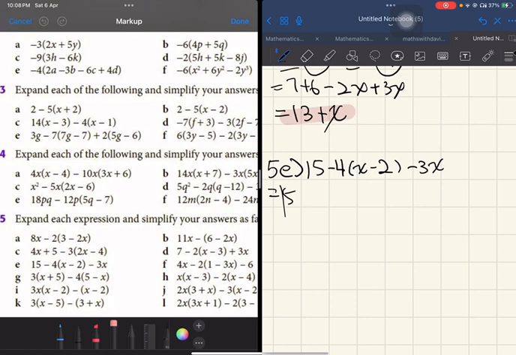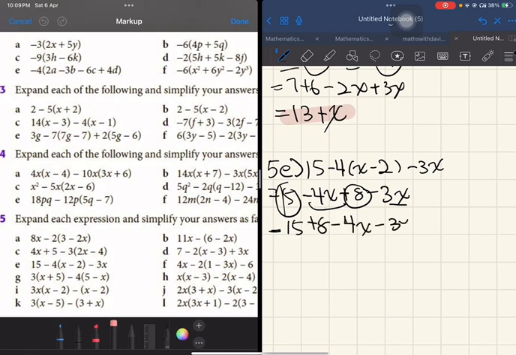And now for question 5E, 15 subtracted by 4 times the bracket x subtracted by 2, minus 3n. Okay, 15. Negative 4 times x, you're going to get negative 4x. Negative 4 times negative 2, you're going to get positive 8. And then subtracted by 3x. Okay, like terms. 15 plus 8 subtracted by 2x minus 3x. Oh, and you're going to get 23 subtracted by 7x.